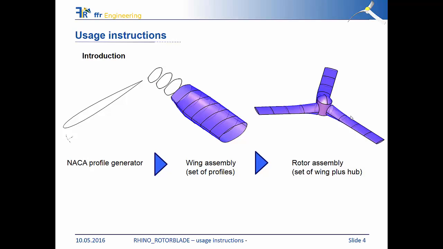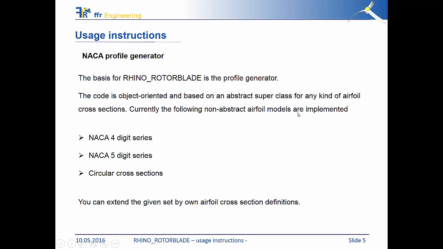You can also see this here on the slide. And all these slides are also provided to you if you download the folder with the extension. We will have a look at it later. But here you already see there are basically three steps. There's the NACA profile generator, and then you can assemble the profiles to a set of cross sections forming a wing model, and then if you assemble those wings and add a hub in the middle, you have a rotor model. That's basically the idea of the extension.